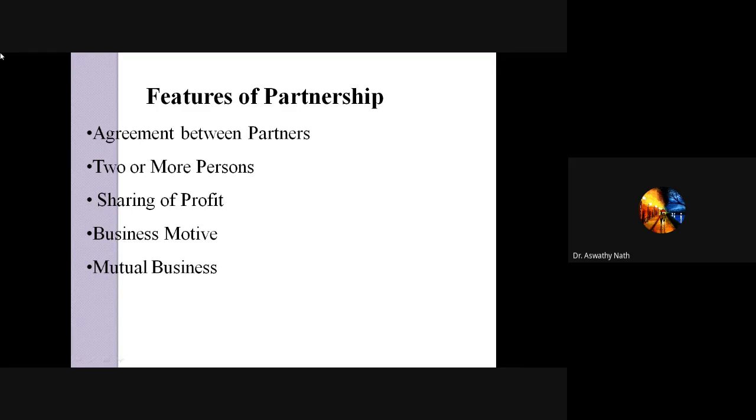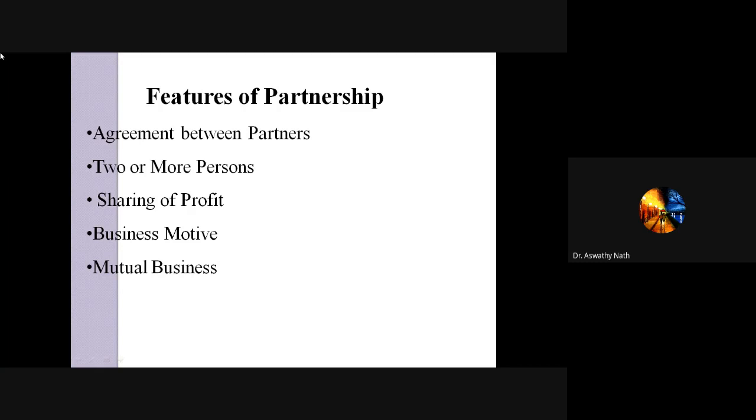And finally, the mutual business. We know the partners are the owners, and actually they are the agents of their firm. So any act of any one partner will affect the other partners of the firm also. So it's a mutual business. If any problem is caused by any one partner, that will affect the other partners also.